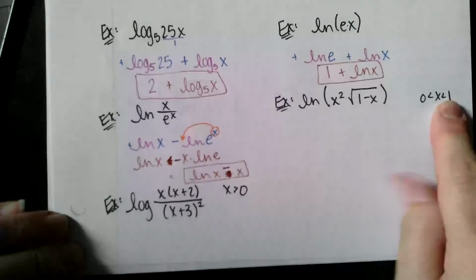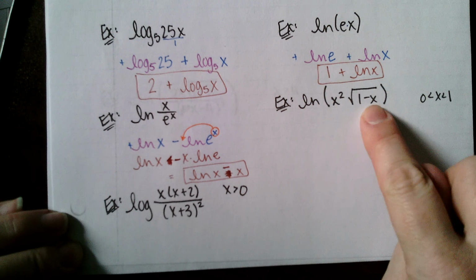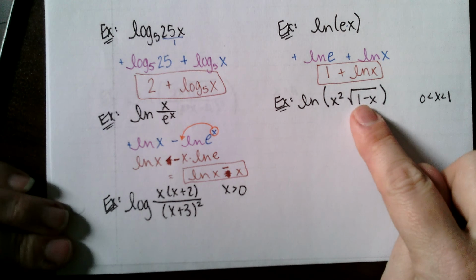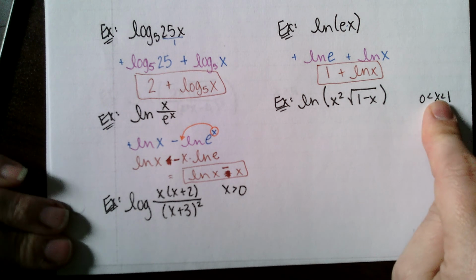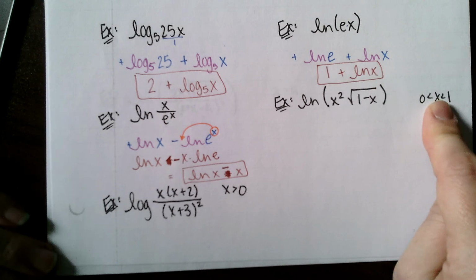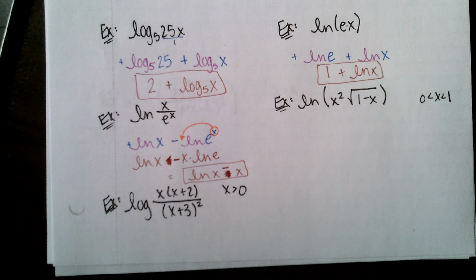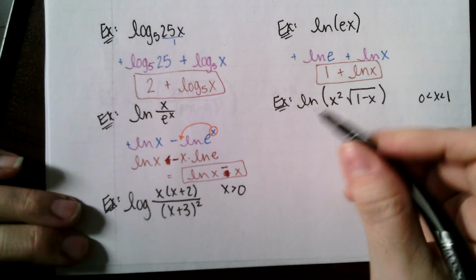Okay, this little piece over here is telling us not to worry about this 1 minus x being inside of an even index radical. They've gone ahead and taken care of the domain concern for you in that case. So we can just go ahead with our properties and deciding how many natural log homes we're going to need.